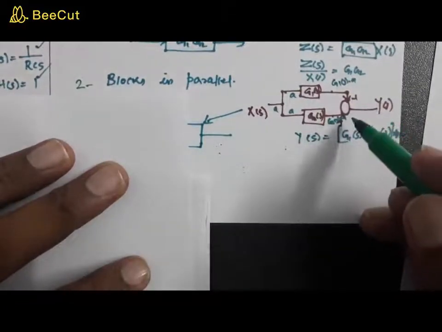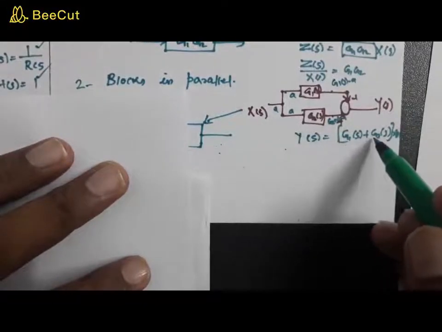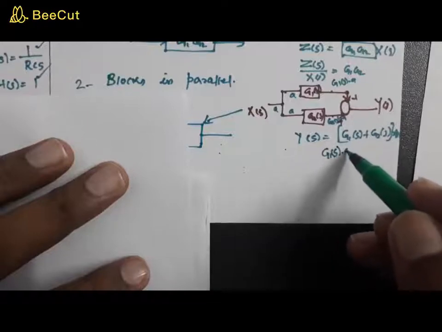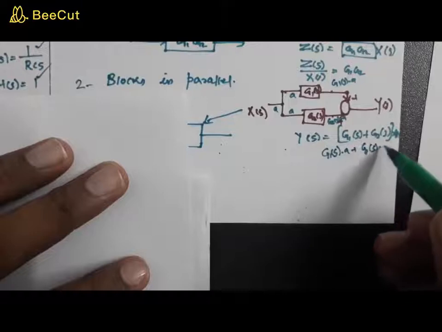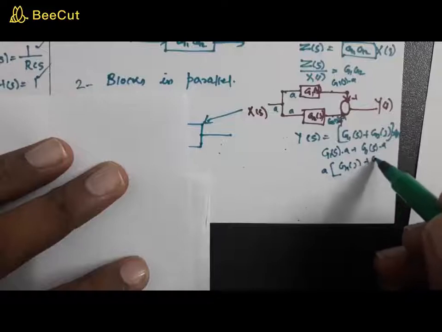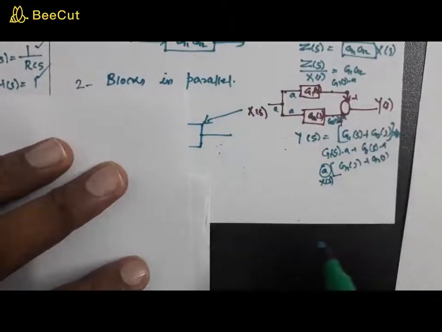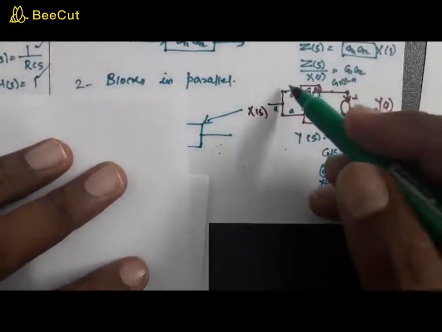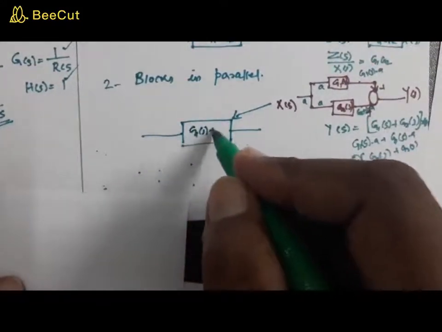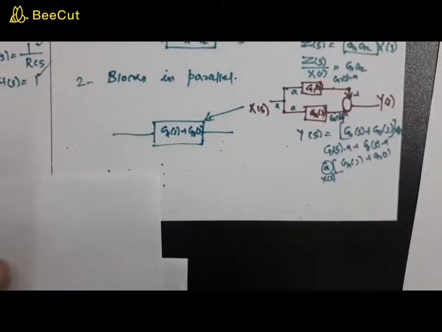Now what happens at this? This is a summer. So what will be this? The summing action will take place like this: g1 of s into A plus g2 of s into A, right? So you can take the A outside. So this will be g1 of s plus g2 of s, into A. And what is this A? A is x of s, right? So this can be replaced by a single block as g1 of s plus g2 of s. Okay, so this is called blocks in parallel.